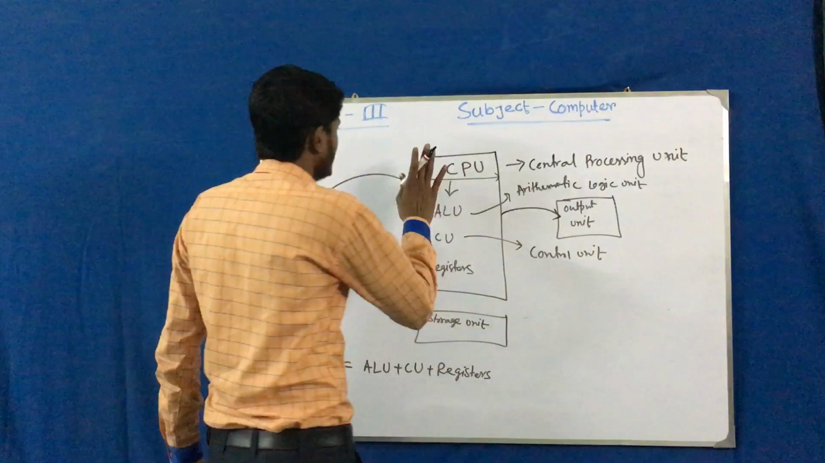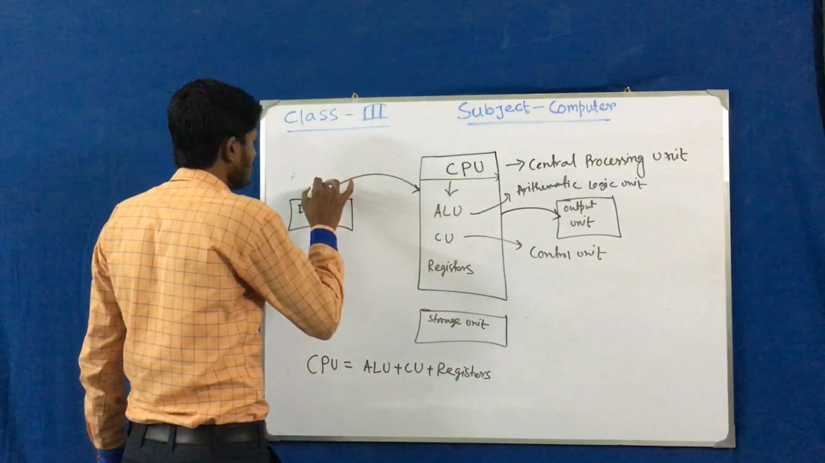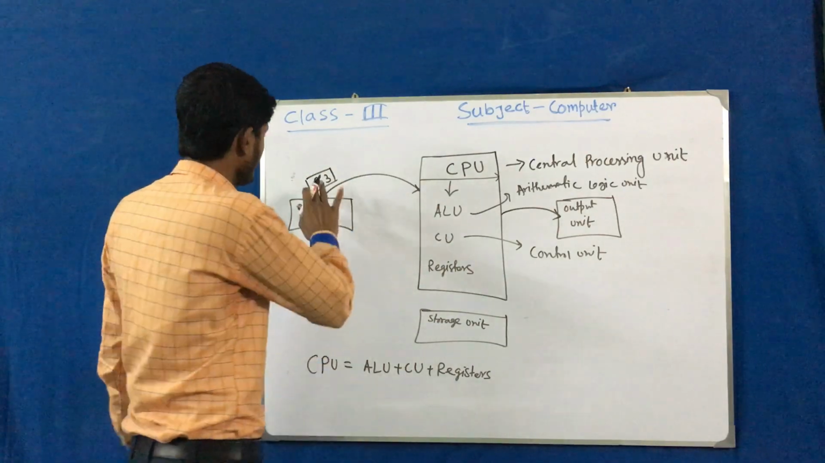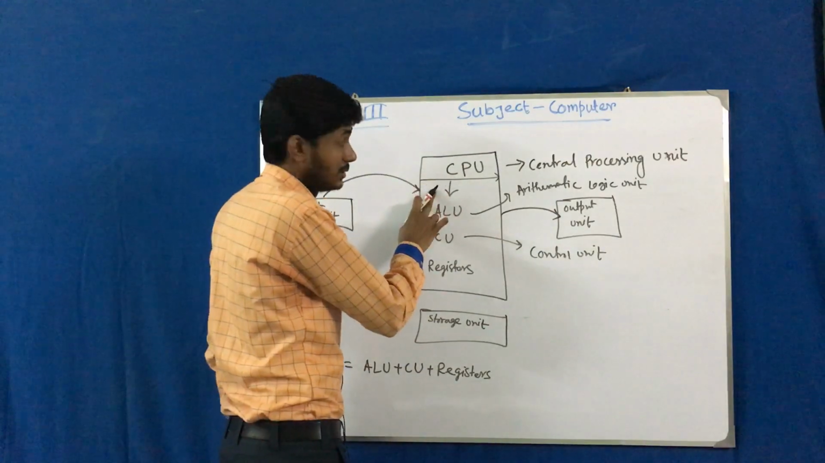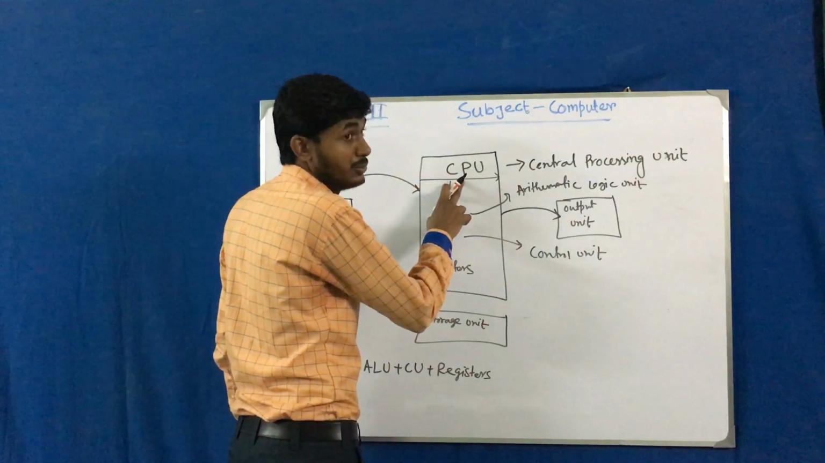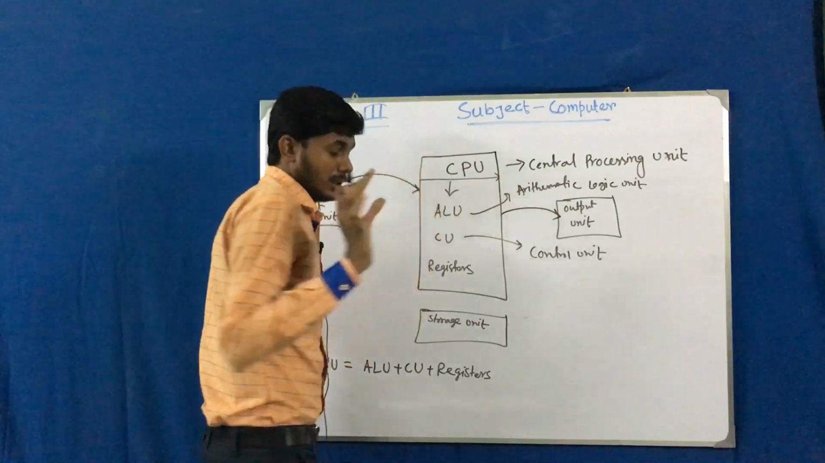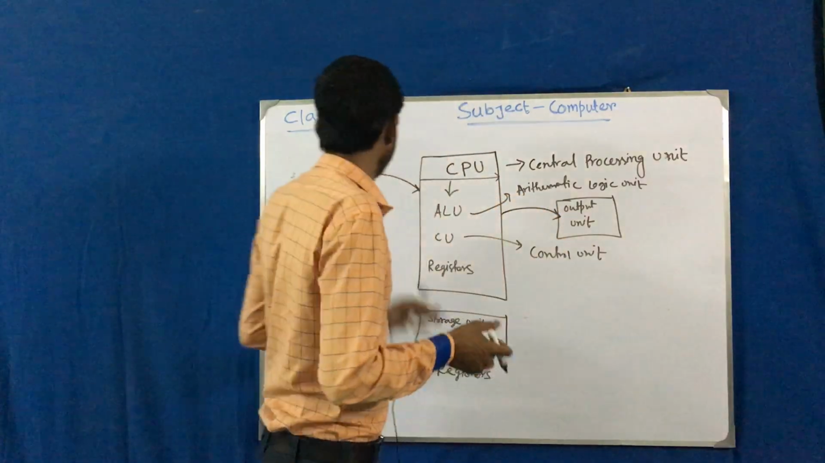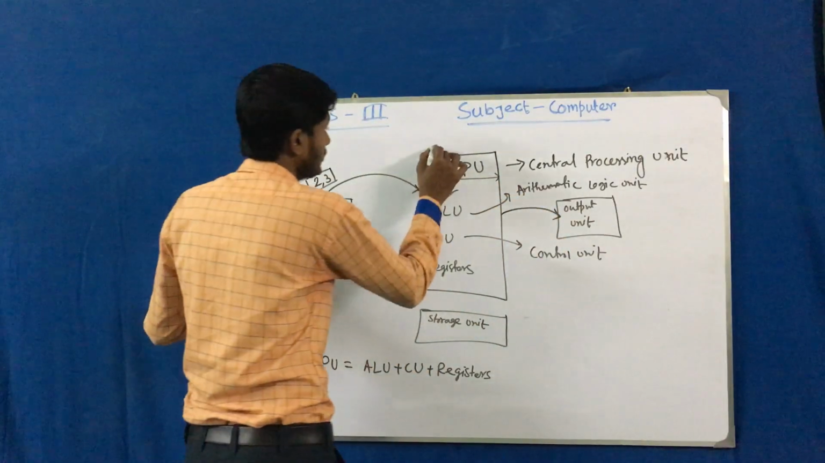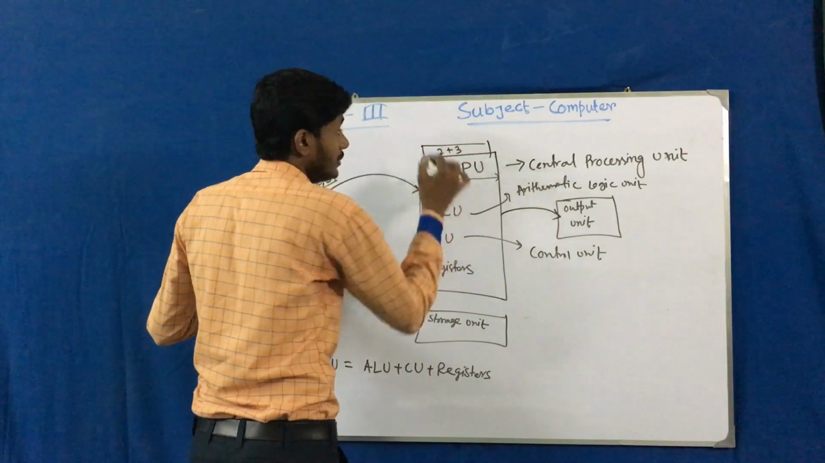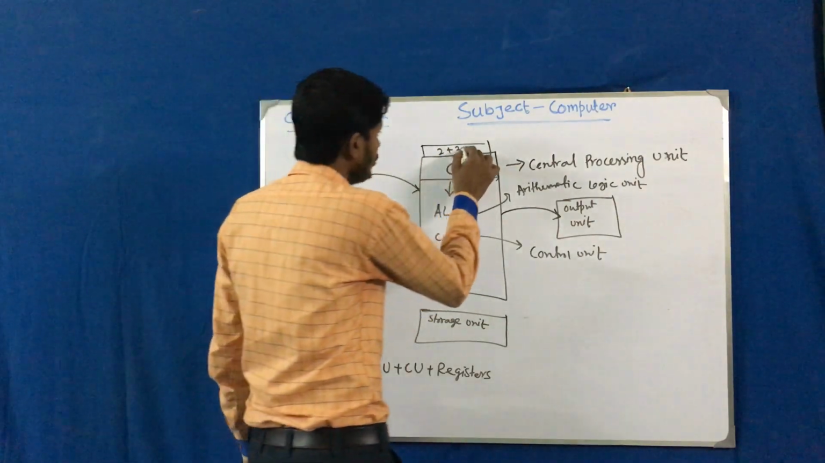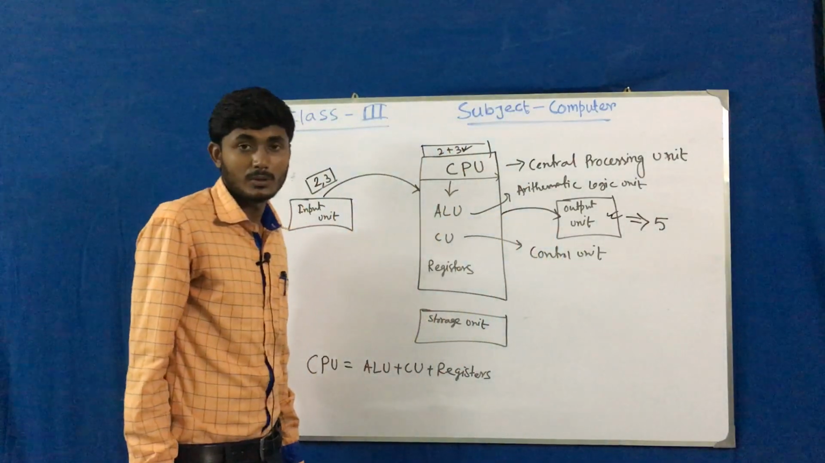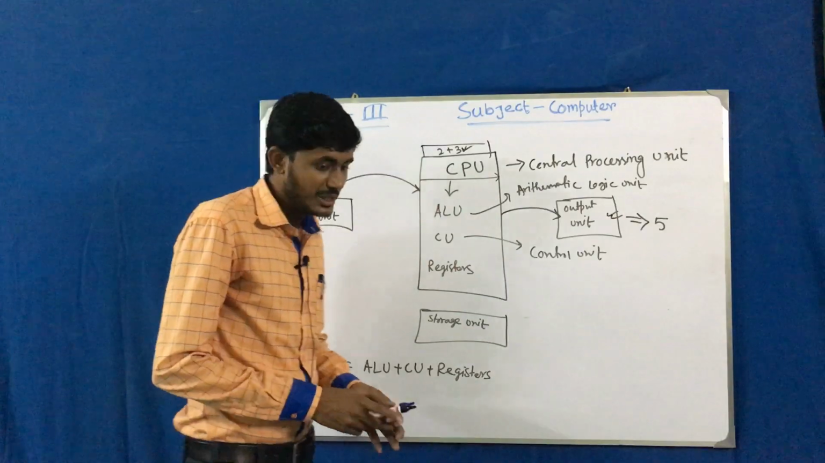Clear? Suppose in the computer the input is 2 and 3. You can process the input in the CPU, central processing unit. Suppose you perform the addition operation on the given input 2 and 3. So the processing is 2 plus 3 and we get the output, 5. Clear? So the processing device is the CPU.